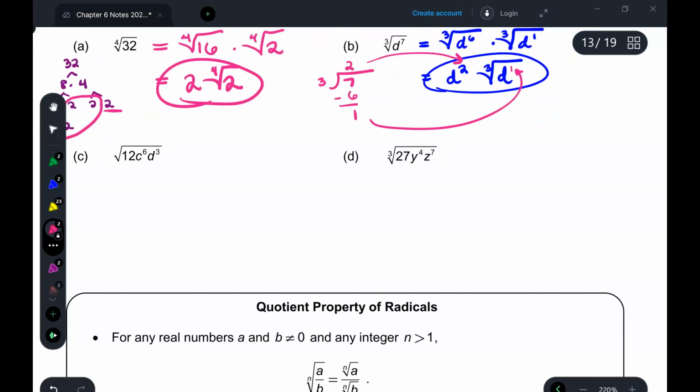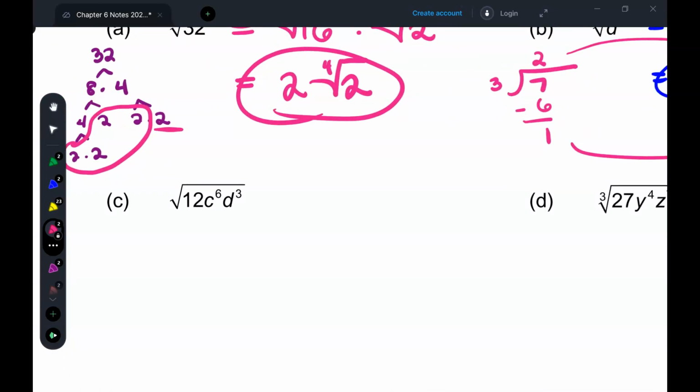Okay, now keep in mind there is an invisible 2 there. It's a square root. So you have to factor out 12, so 6 and 2. Okay, so 12 or 4 and 3.